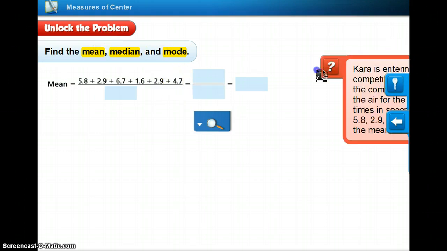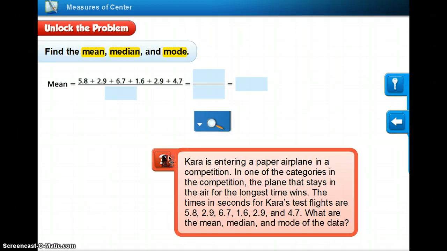So if we look at the story problem, Kara is entering a paper airplane in a competition. In one of the categories in the competition, the plane that stays in the air for the longest time wins. The times in seconds for Kara's test flights are 5.8, 2.9, 6.7, 1.6, 2.9, and 4.7. What are the mean, median, and mode of the data?